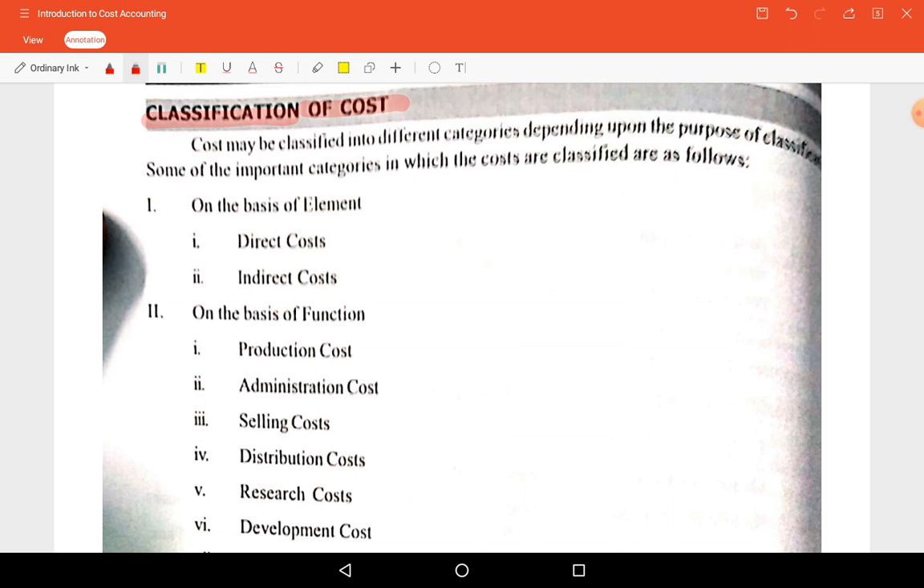Classification of cost. Cost may be classified into different categories depending upon the purpose of classification. Some of the important categories in which costs are classified are as follows. On the basis of element: direct cost, indirect cost. Element wise, direct costs are said as three.